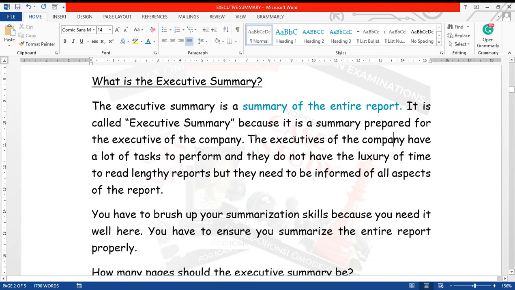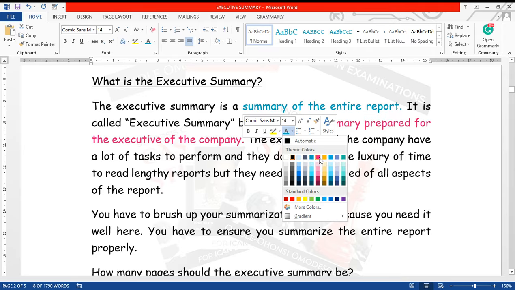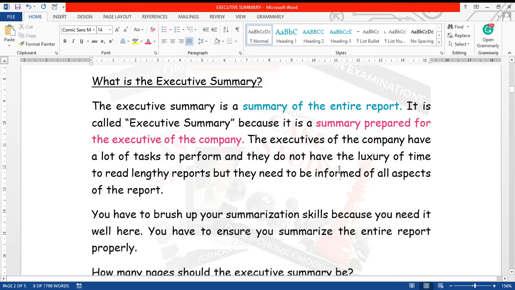And like I said, it's called the executive summary because it's a summary prepared for the executives of the company. So as a worker of the company, probably you're working for XYZ PLC. As a worker there, you are to write a report. Let's paint a picture now. The board of directors of the company you're working with wants to do a project. Probably they have a contract.